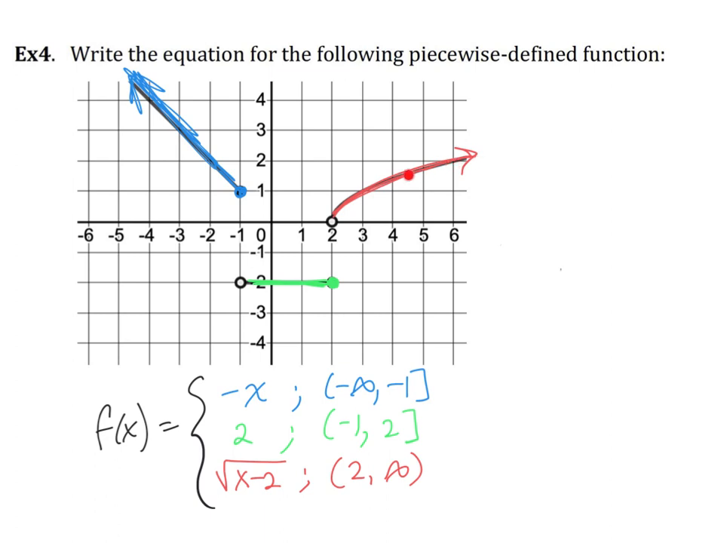Then up here, hopefully you're saying it looks like a square root, so it is a positive square root. I shifted that to the right 2, so it's the square root of x minus 2. And it's an open circle, so it's excluding 2 and then going until we get to infinity. So those are the 3 portions to make the piecewise function. And it is a function because it is passing the vertical line test.